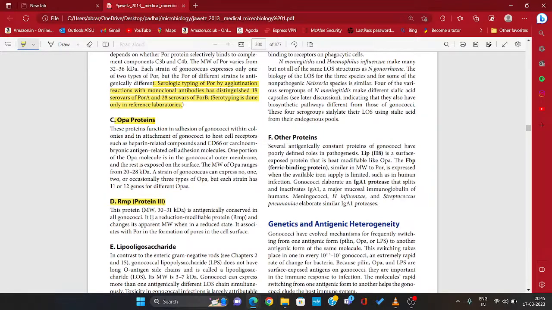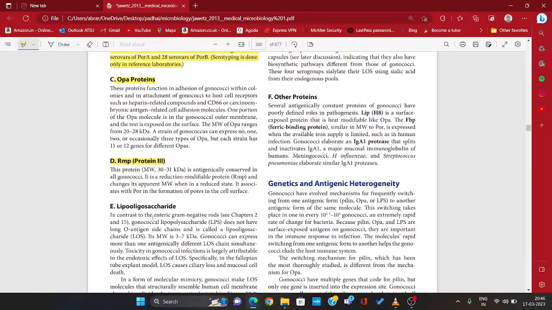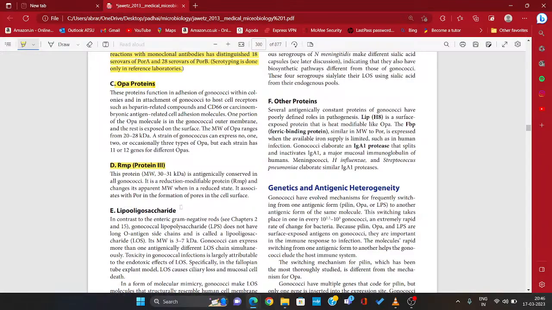RMP, protein 3. This protein, molecular weight 30 to 31 kilodalton, is antigenically conserved in all gonococci. It is a reduction modifiable protein, RMP, and changes in its apparent molecular weight when in a reduced state. It associates with Por in the formation of pores in the cell surface. Lipooligosaccharide.